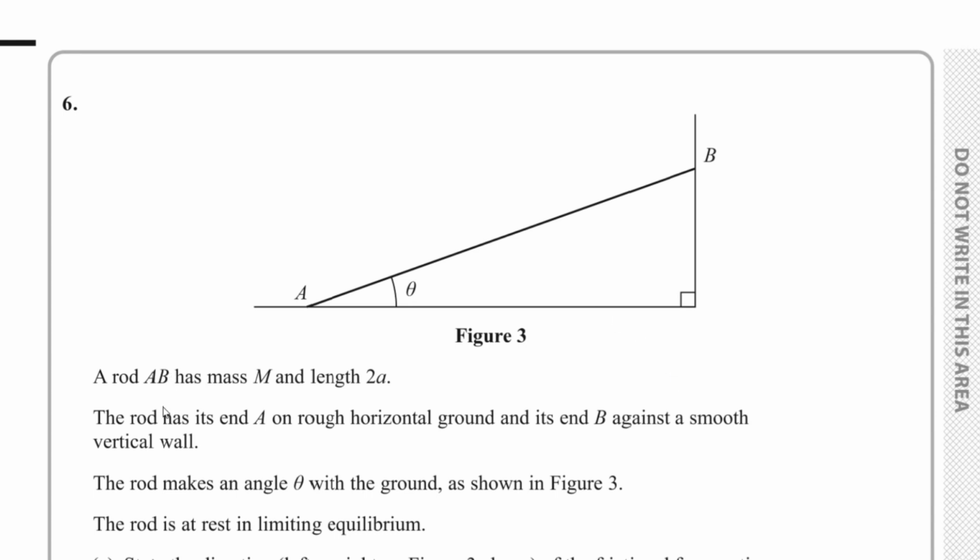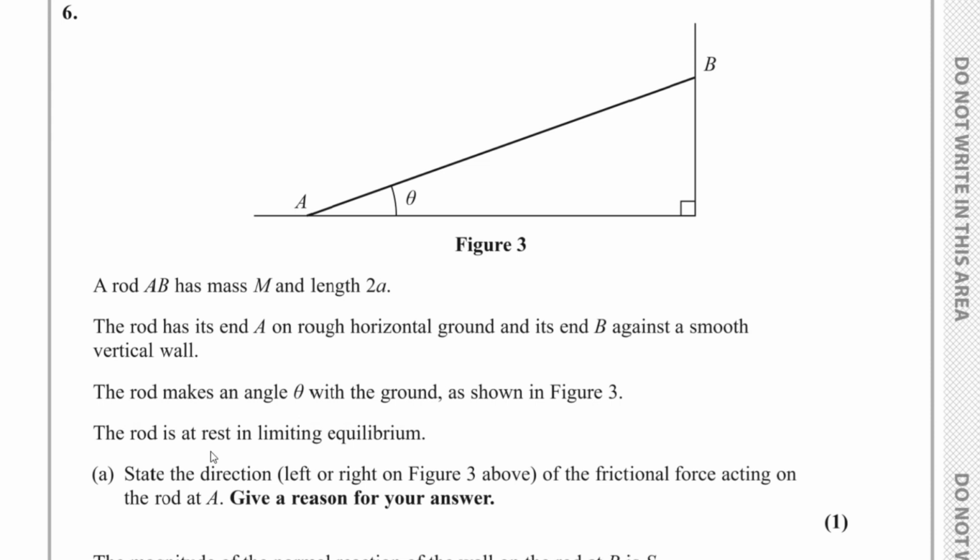Question number 6. A rod AB has mass m and length 2a. The rod has its end A on a rough horizontal ground and its end B against a smooth vertical wall. The rod makes an angle theta with the ground, as shown in figure 3. The rod is at rest in limiting equilibrium. For part A, we have to state the direction, left or right, on figure 3 above, of the frictional force acting on the rod at A. Give a reason for your answer.